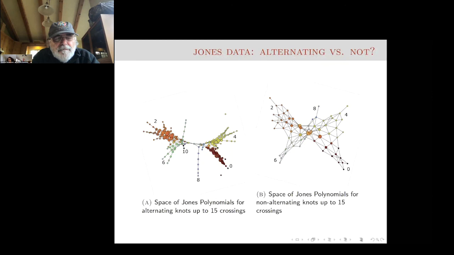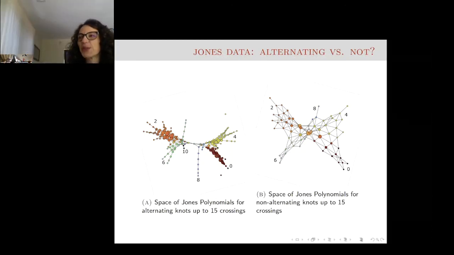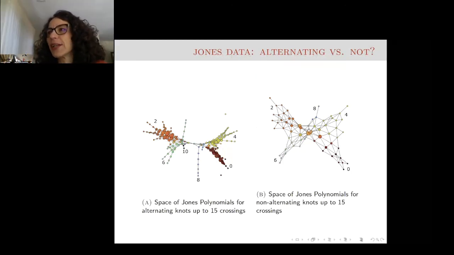Absolutely, absolutely. Now that I understand the question, I absolutely agree. That's a fantastic observation. Yes, they are more complex, but when I wanted to say that they're simpler, it's that we get a cleaner structure using these methods. But again, that might be the artifact of the fact that there's a greater variety and greater complexity in their polynomials. You get a cleaner structure, while there's more clustering among the non-alternating knots.